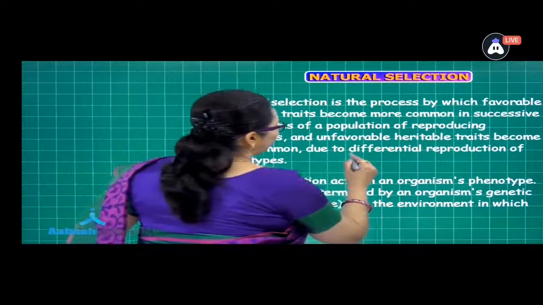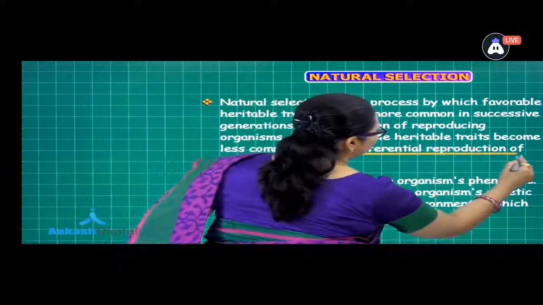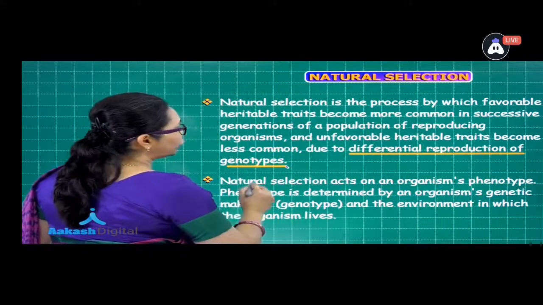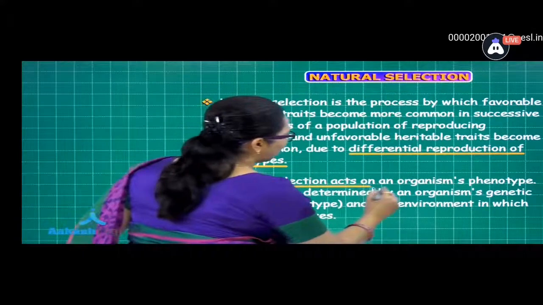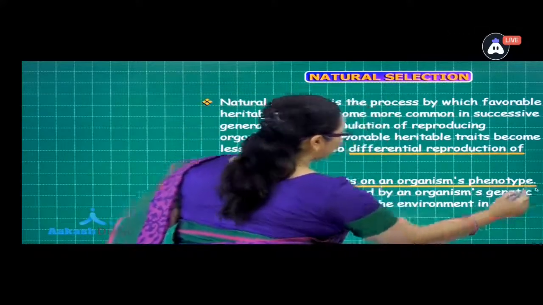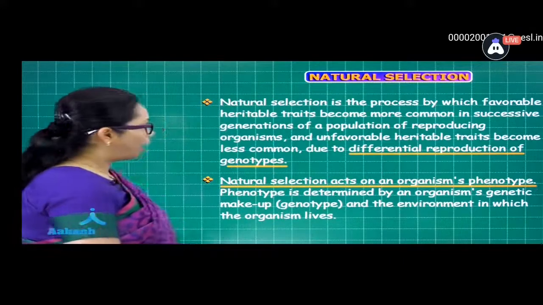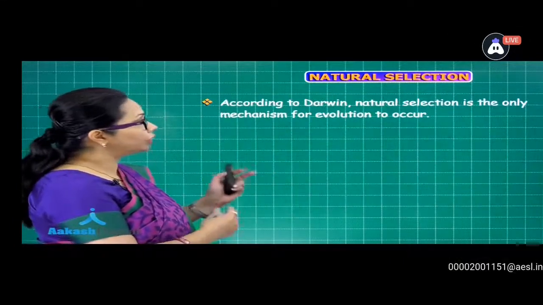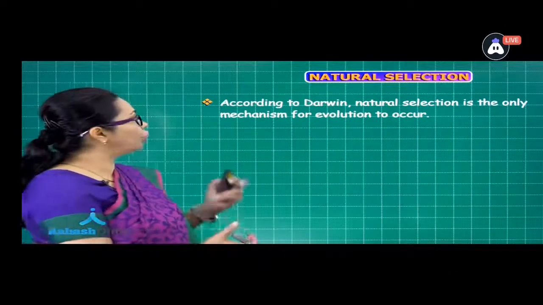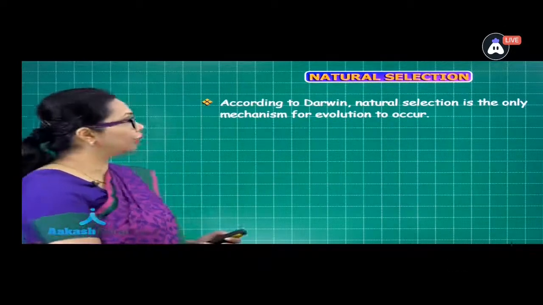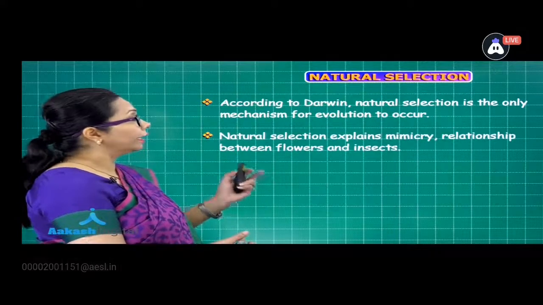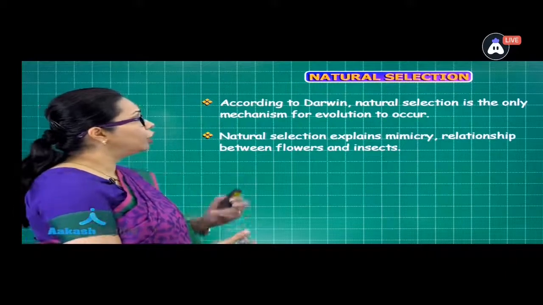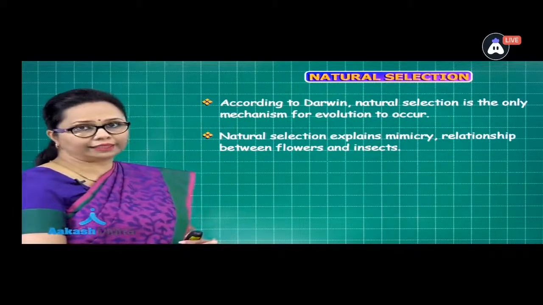One is differential reproduction of genotypes, and the other is that natural selection acts on organisms' phenotype. Now, this natural selection, according to Darwin, is the only mechanism for evolution to occur. By natural selection, we can explain a number of concepts like mimicry, and the relationship between flowers and insects.